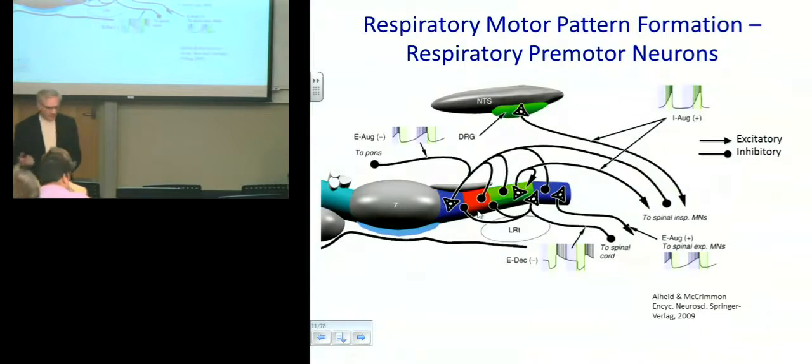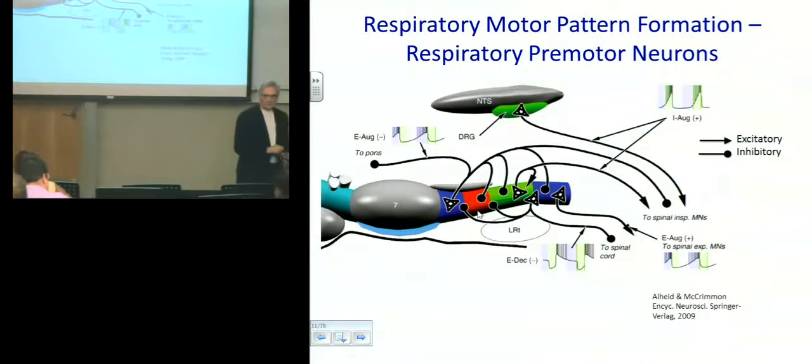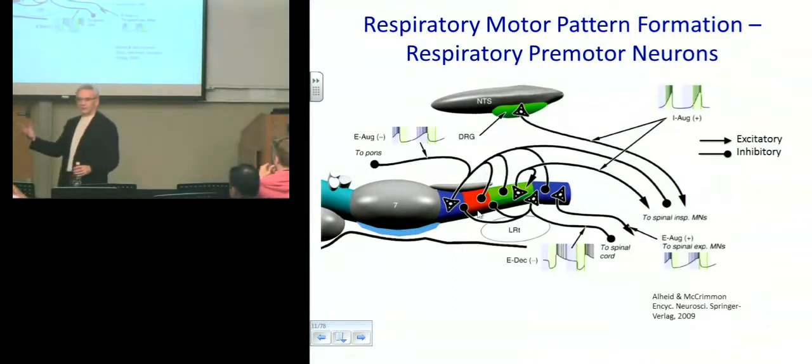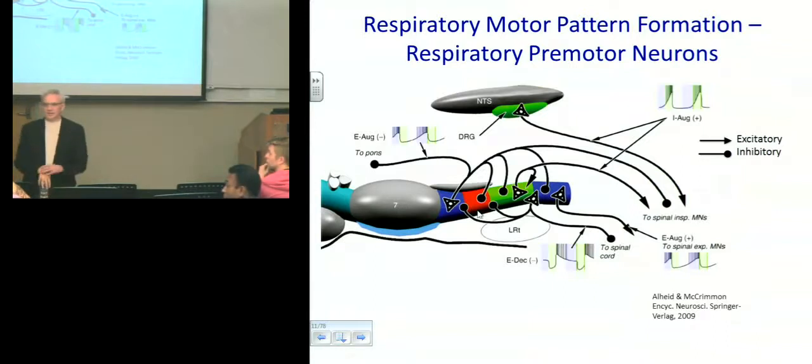And so one has to ask a little bit about what the real role of the retrotrapezoid nucleus is, because the retrotrapezoid nucleus is kind of interesting in as much as it doesn't really have very much in the line of spontaneous respiratory activity. It has some. It's got an E-Dec kind of activity in particular. So it seems to receive an excitatory input from E-Dec cells.